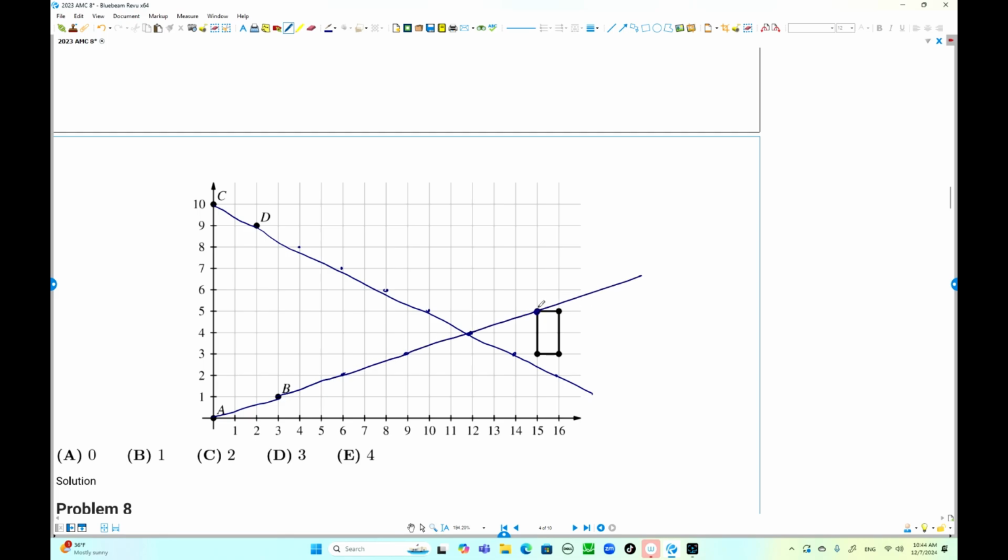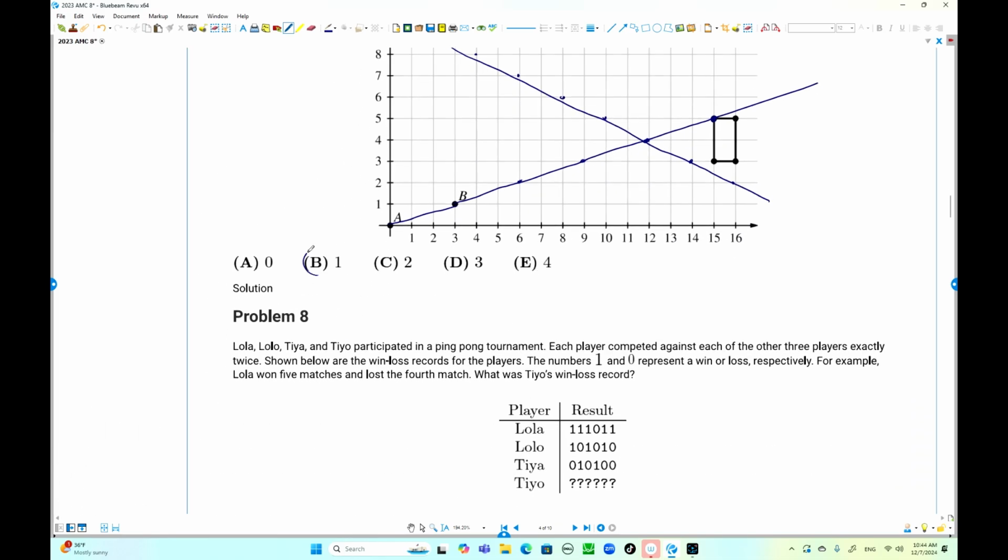Okay, only 1 point. Okay, so choice B is this.